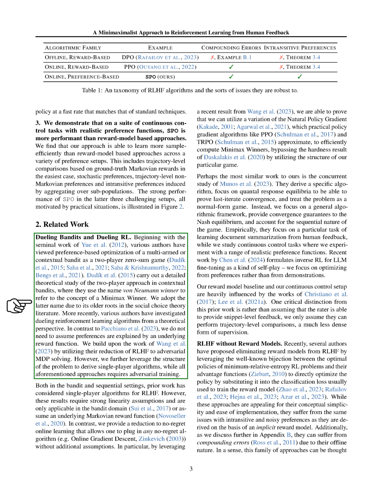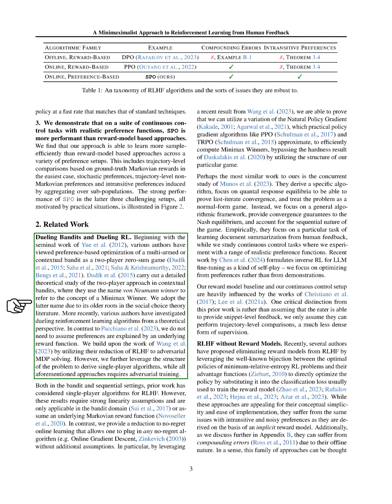The idea of preference-based optimization of a multi-armed or contextual bandit as a two-player zero-sum game has been explored by many researchers. Some have conducted a detailed theoretical study of this two-player approach in contextual bandits, using the term von Neumann winner to describe the concept of a minimax winner. We also use this term due to its historical roots in social choice theory.